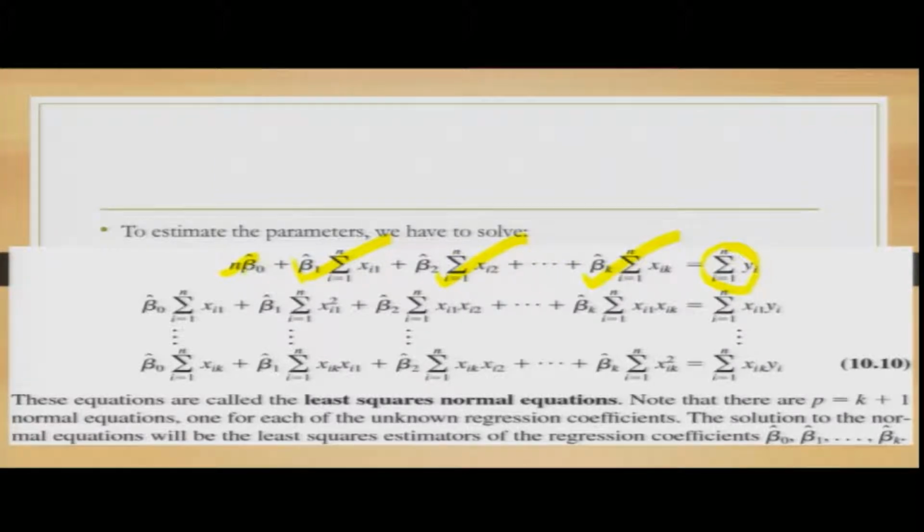Now, just note down and highlight, use a different ink color. Just note down these hats. These hats are the estimated values based on which you are trying to minimize the sum of the squares of the errors. So, this beta 1 hat is the estimated value of beta 1.